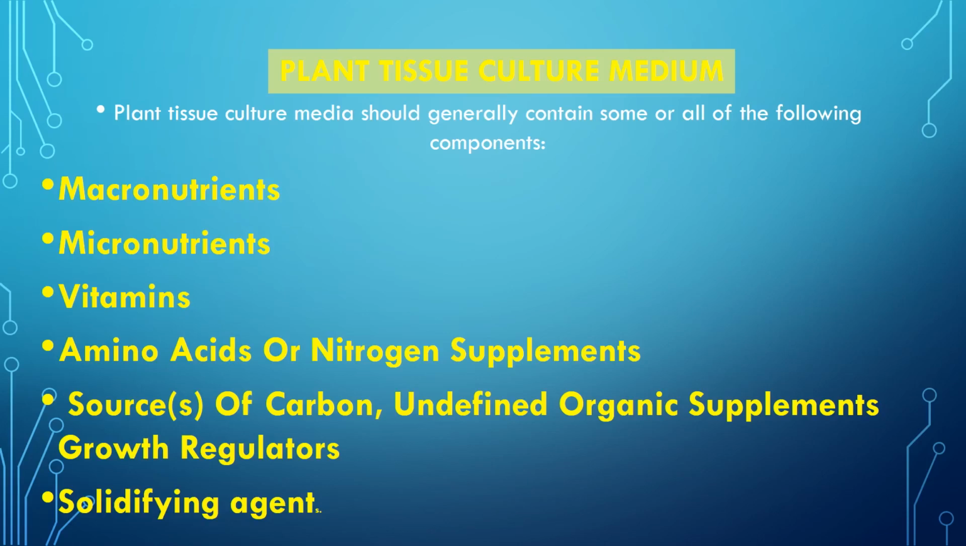It should also contain a carbon or an energy source. Usually sucrose is considered, followed by vitamins, amino acids, and growth regulators. Growth regulators are also called plant hormones or their analogs, and a gelling agent like agar, agarose, etc. The most commonly used plant tissue culture medium is MS medium, otherwise called Murashige and Skoog medium.